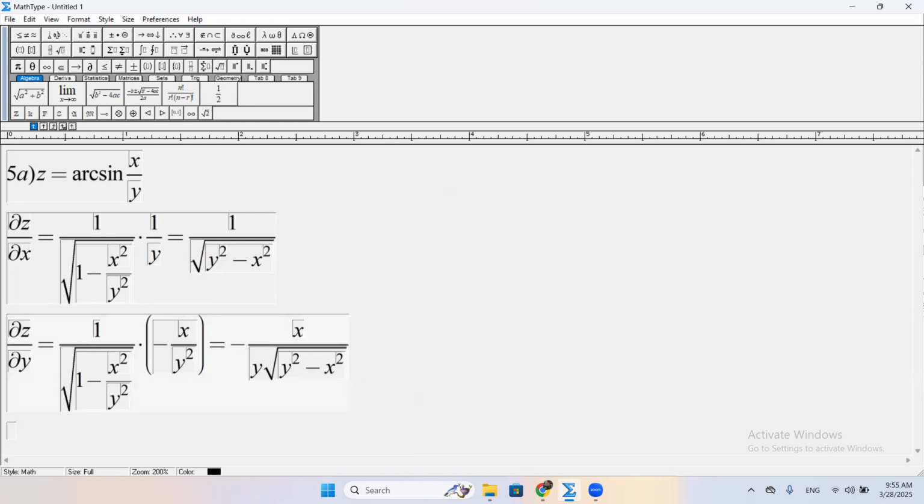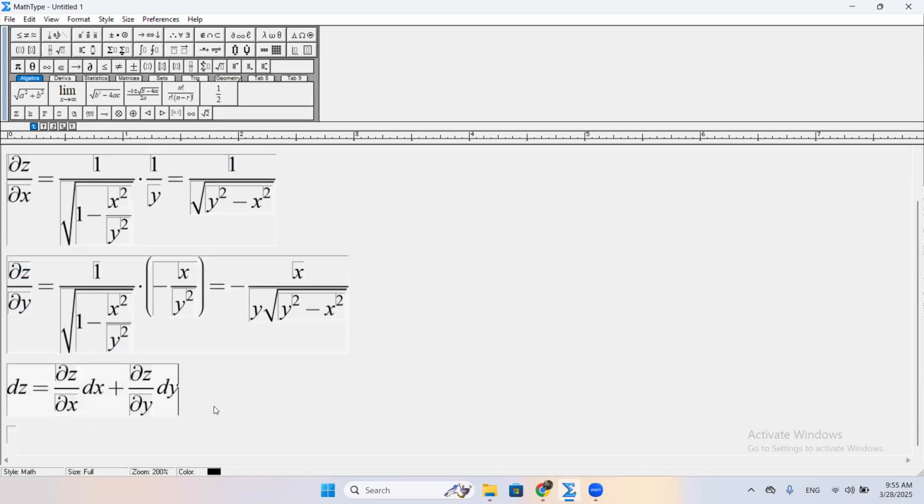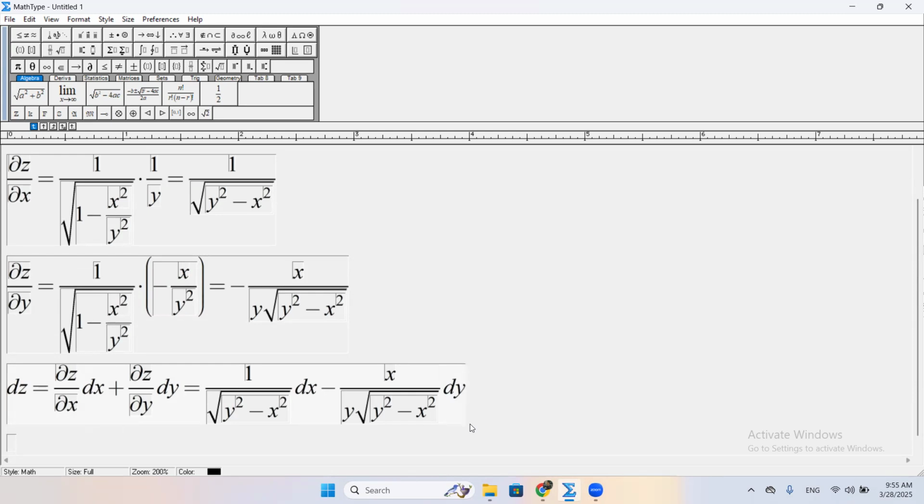So we found the partial derivatives, and now let's find the total differential. It can be found by the following formula. So the total differential is the following. So it's done. Any questions?